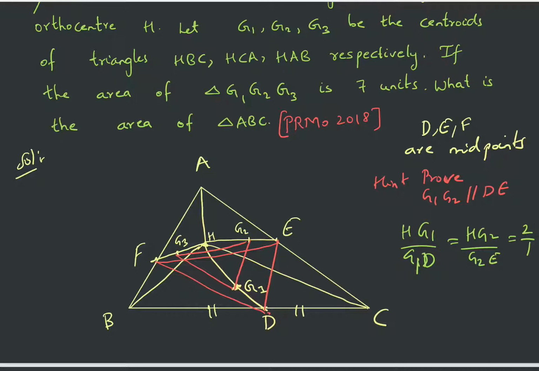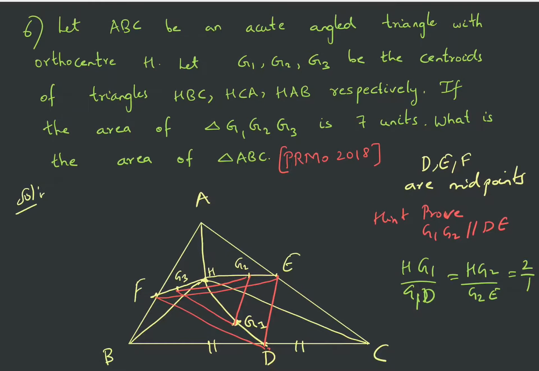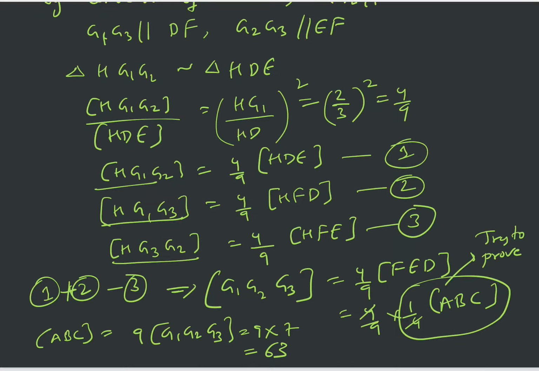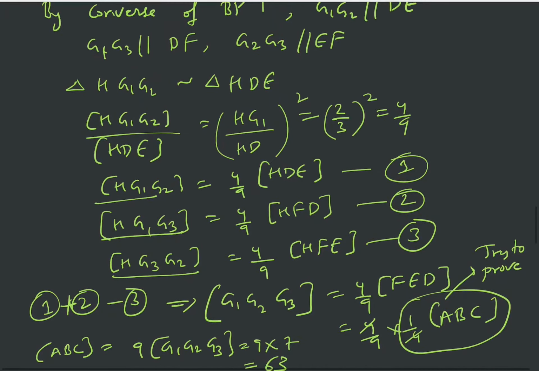So this is a good problem. The only things required here were the use of the basic proportionality theorem and its converse, right? First we proved that G1G2 is parallel to DE, G1G3 is parallel to FD, and G2G3 is parallel to FE. And then we just used the ratio of areas. Fine. So just copy the solution of this problem. Pause the video and copy the solution.